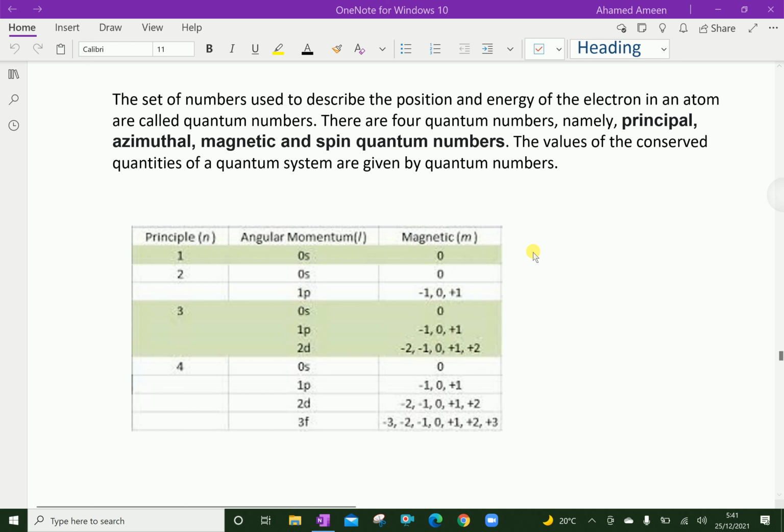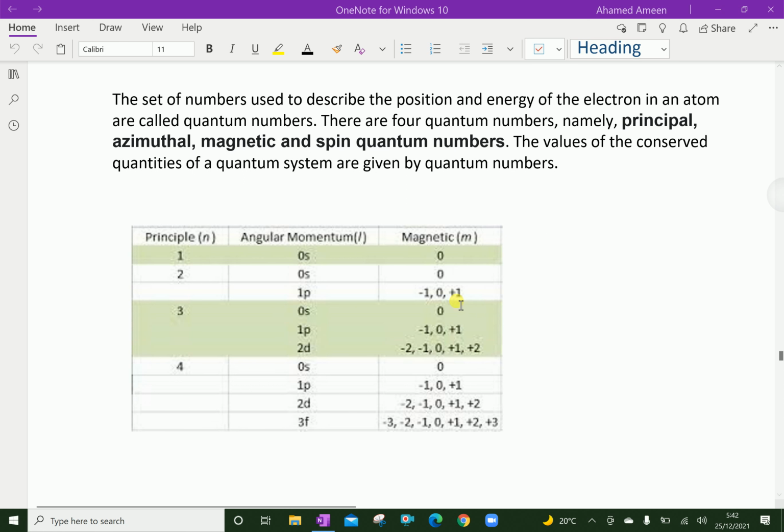Next, magnetic quantum numbers. The magnetic quantum number, symbolized by M, is a subset of L quantum numbers. It also indicates the number and orientation of orbitals around the nucleus. The value of M takes whole number values depending on the value of L. The number of orbitals include 1 s orbital, 3 p orbitals, 5 d orbitals, and 7 f orbitals.